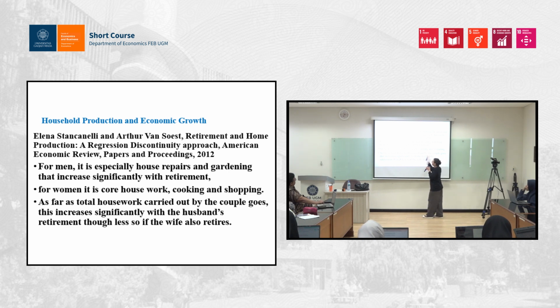So for women instead, it's more the typical household work, so cooking and shopping. And we also look at the total household work done by the couple as one of the outcomes, and we find that it also increased significantly when the husbands retire, but less when the wife also retires. So this was our paper. So if you have questions. Yes.